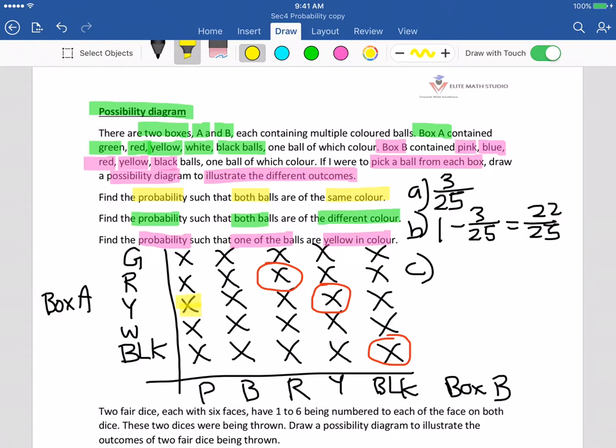Yellow, purple, yellow, pink, yellow, blue, yellow, red, yellow, yellow, or yellow, black. Or it can be yellow, green, green, yellow, red, yellow, white, yellow, and black, yellow. So how many have I circled out? 1, 2, 3, 4, 5, 6, 7, 8, 9. So the answer will be 9 over 25. That's the answer. So that's how you actually draw a possibility diagram.